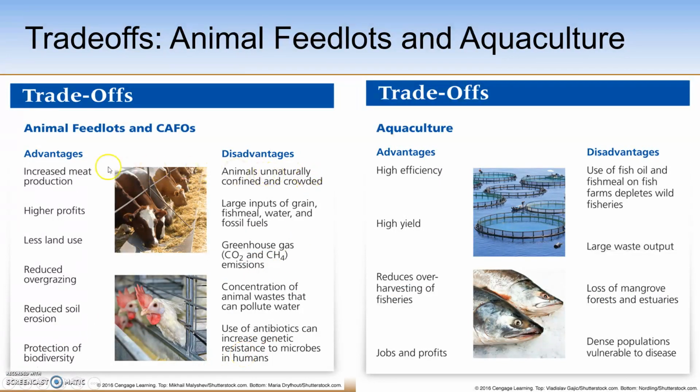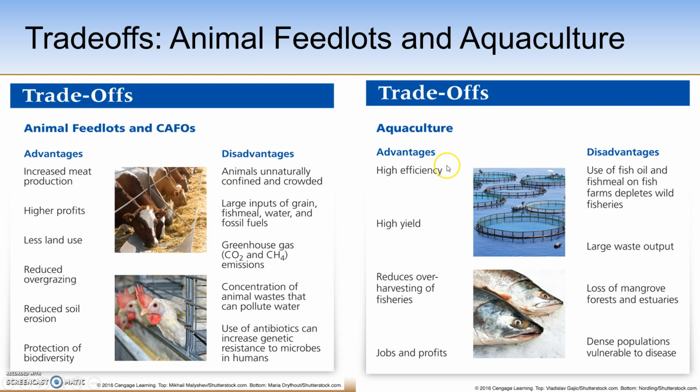So there are definitely some advantages and disadvantages to CAFOs and aquaculture, and they're listed on the screen in front of you. Increased meat production, higher profits, less land is being used, reduced soil erosion, and you protect biodiversity. However, as mentioned earlier, contributing to greenhouse gases, animal waste can pollute water, and you're using antibiotics and hormones, which could impact humans through consumption. And you have animals that are unnaturally confined and crowded in a small area. Those are the trade-offs for animal feedlots.